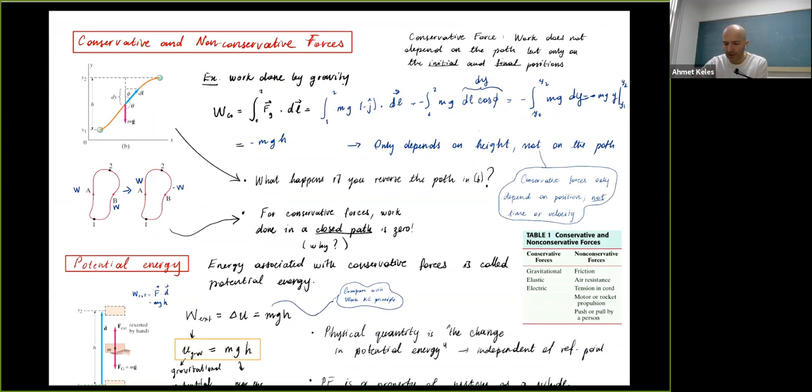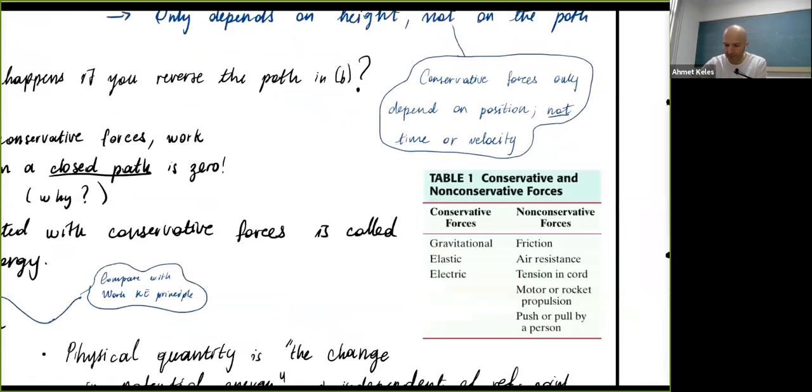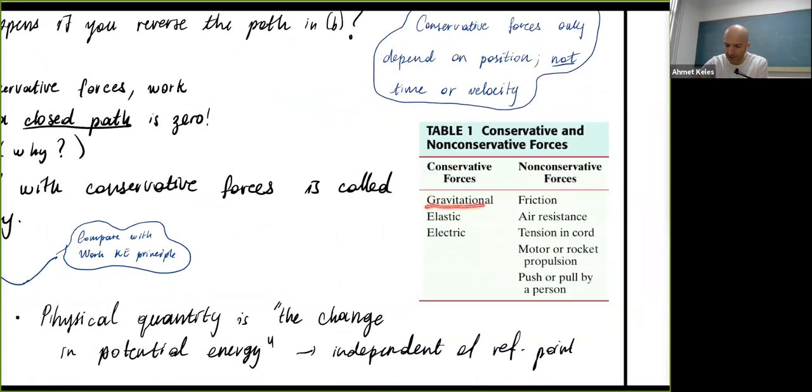And as a quick rule of thumb, if you like, the conservative forces generally only depend on position. If you see a force that depends on time or velocity, that's not a conservative force. Okay, so let's look at some examples of conservative forces. This is the table from the book. Here are examples, like we already saw that gravitational force is conservative. Elastic, like spring force, is conservative. Electric forces are conservative. I think we will not see electric forces at least in this semester. Air resistance, and push or pull by a person, they're all non-conservative forces.